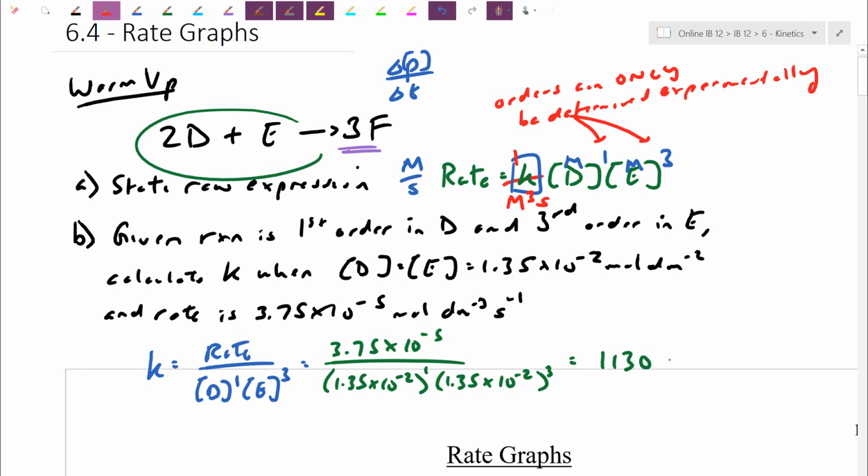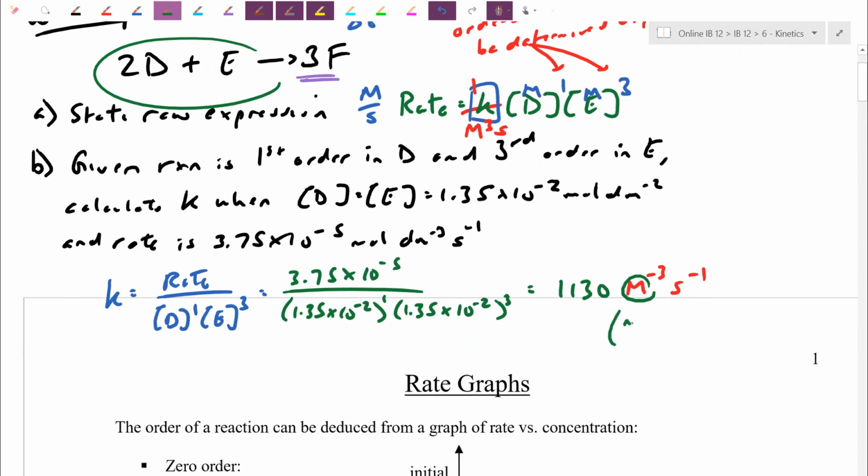Let's see if I can clean that up a little bit. That means it would be molar to the negative 3, seconds to the negative 1. IB doesn't like you using molar here, so you're actually going to punch in: well, molar means mole per decimeter cubed. This is to the power negative 3.